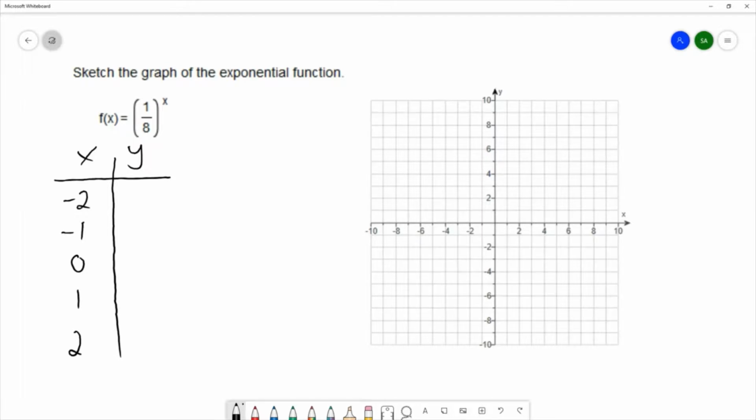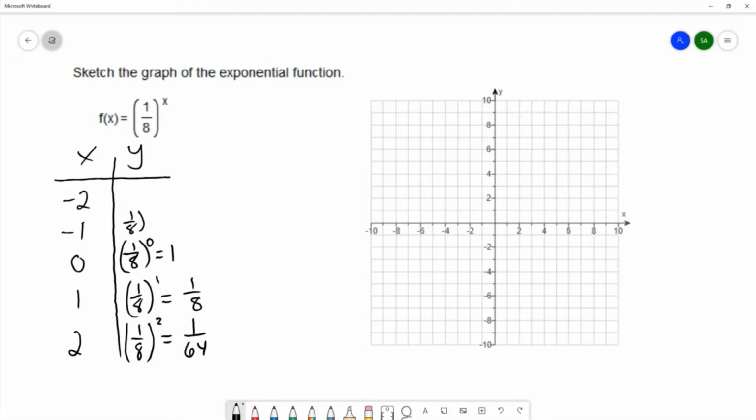I have 1/8 to the first power is 1/8. 1/8 to the second power would be 1/64. 1/8 to the 0 power would be 1. 1/8 to the -1 power. Having a negative in the exponent means you're going to take the reciprocal of the base. So the reciprocal of 1/8 would be 8 over 1, and that's 8.